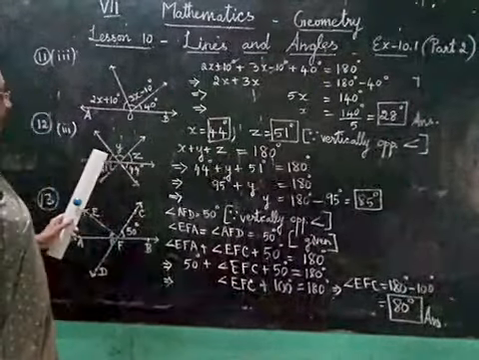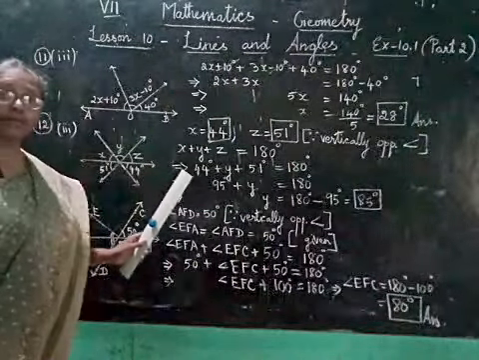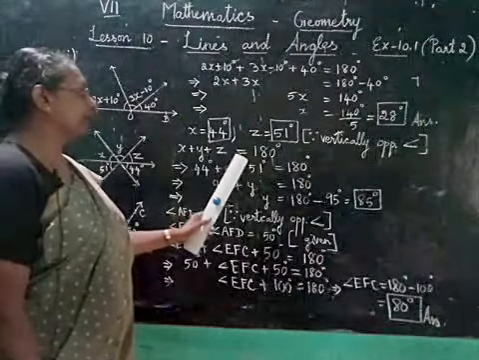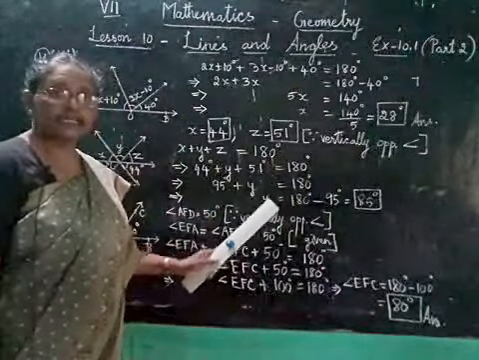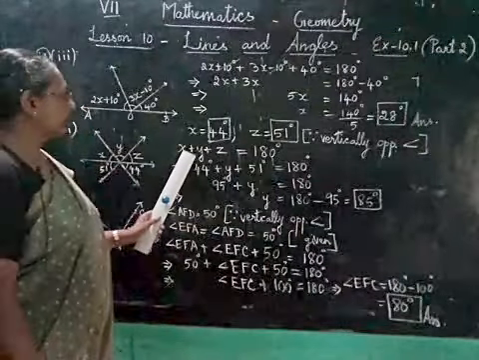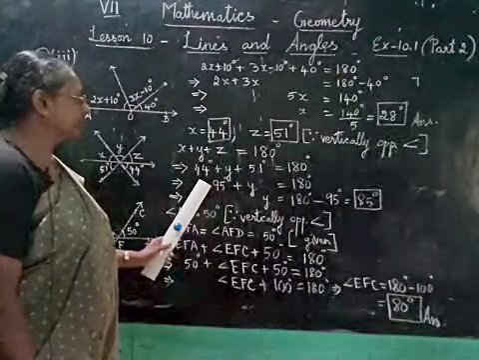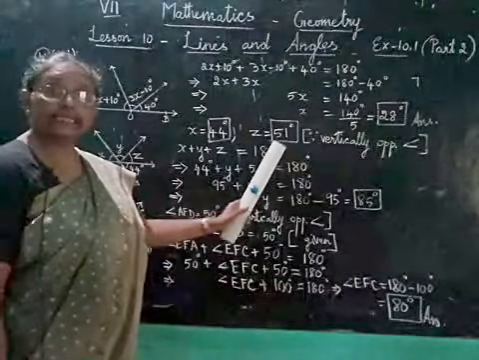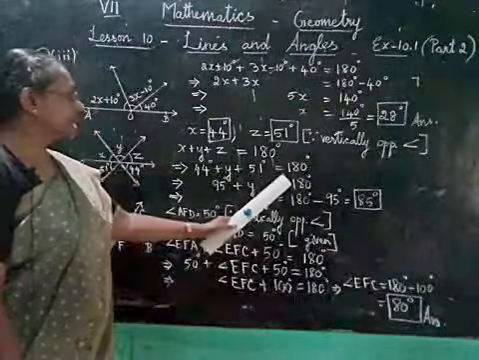When we add all these angles, the sum will be 180 degrees. So x plus y plus z will be equal to 180 degrees. Then when we put the value for x, it is 44 degrees, plus y we don't know, and the value for z is 51 degrees, that is equal to 180 degrees.